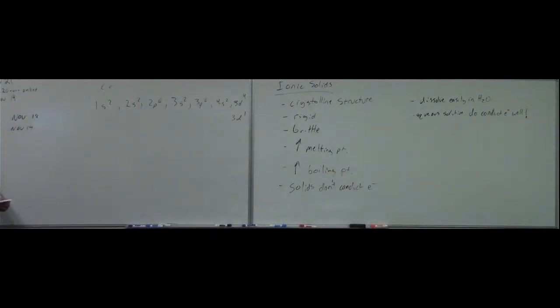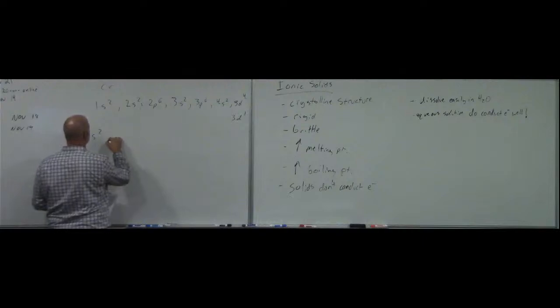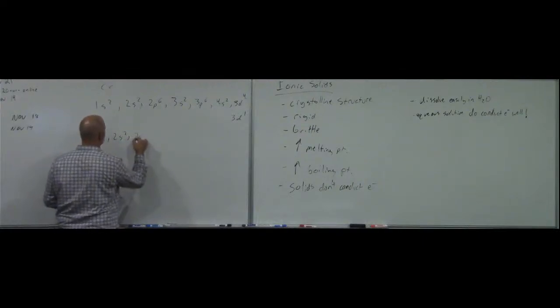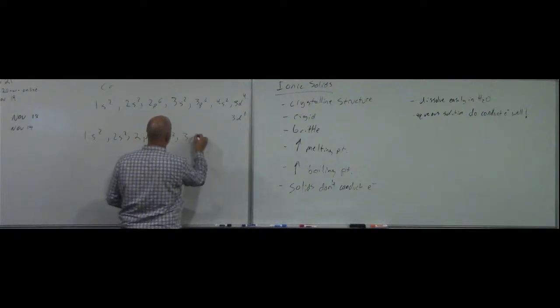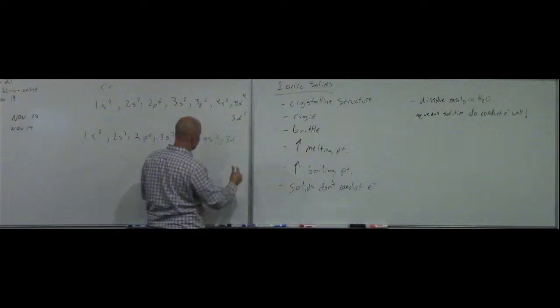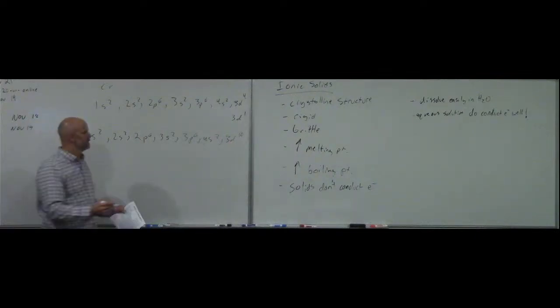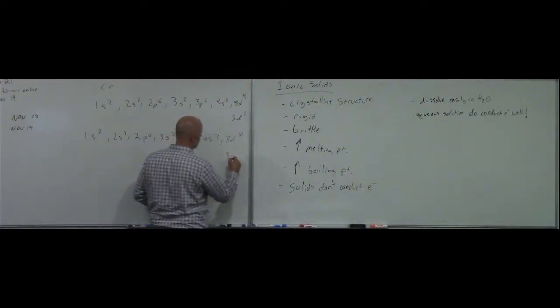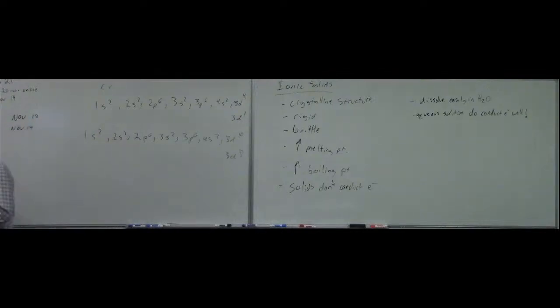Zinc. What's my atomic number? Atomic number 30. Okay, so it's going to be the same 3d10. But now I need a plus 2 ion. So it's going to be 3d8. Right? Good.